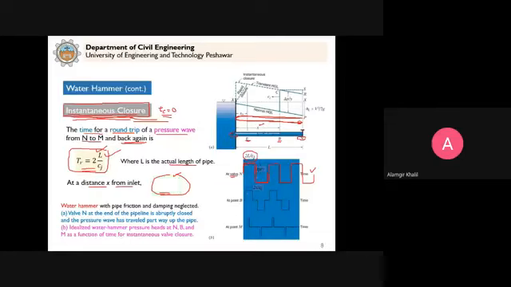So that's why in the graph you see that initially there is no increase in pressure, because the pressure wave did not reach from the valve to this point B. So that's why it is here. And when the wave reaches, it increases the pressure. And this pressure then remains for 2X by C, less than that.